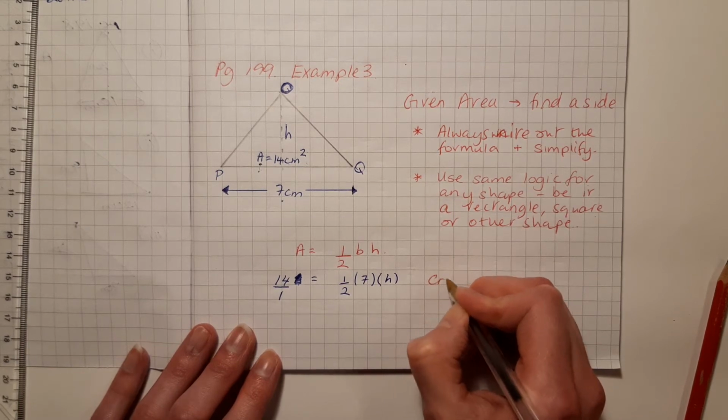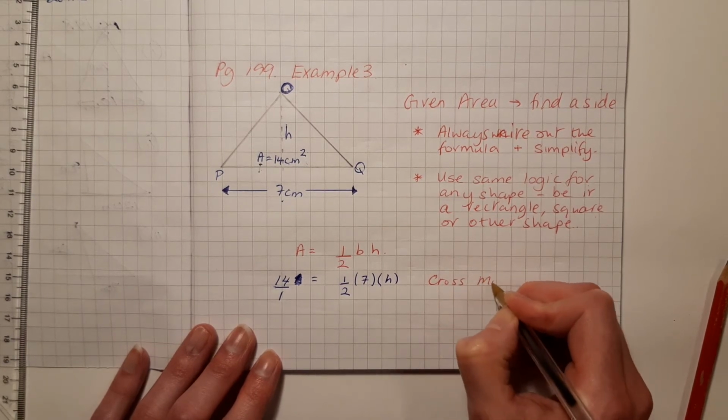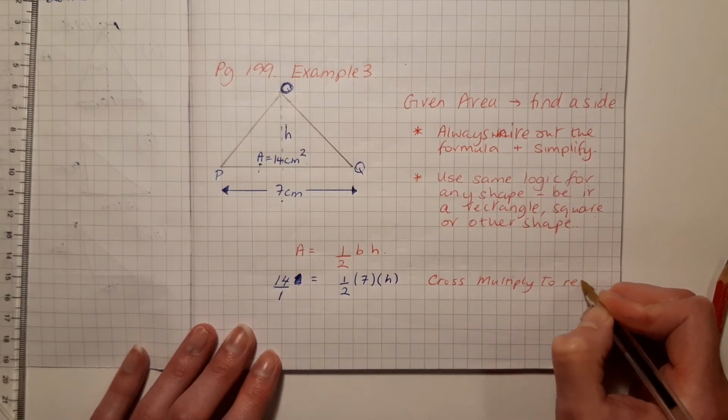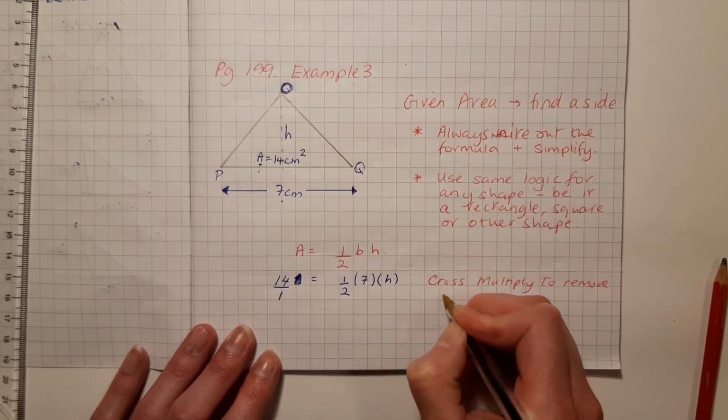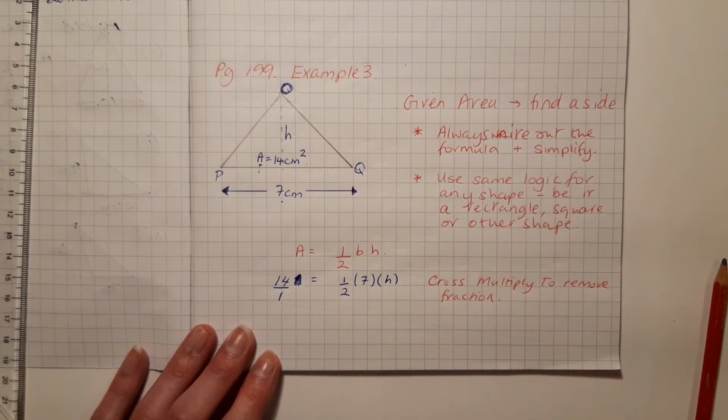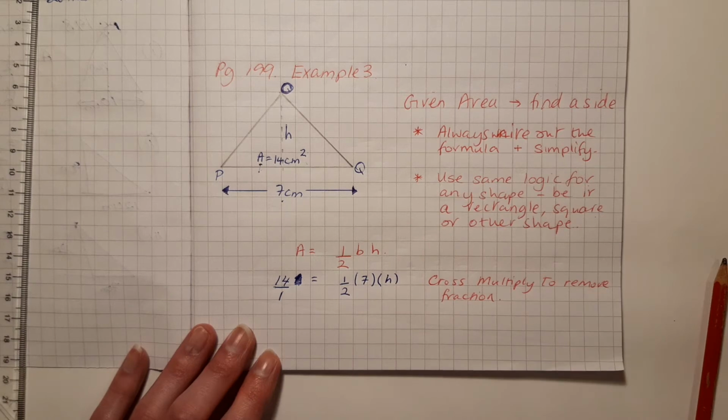You're going to cross multiply to remove the fraction. You only have to do this if there is a fraction in the question. You do not have to cross multiply if there is no fraction on one of the sides.